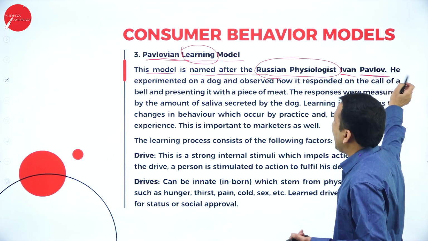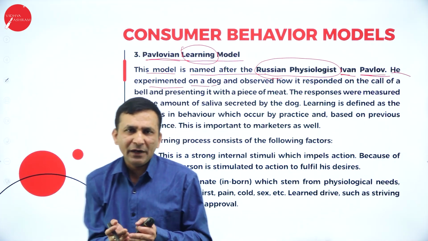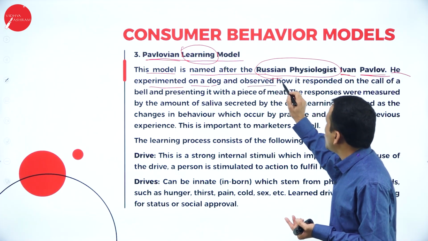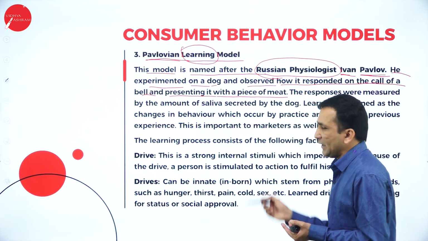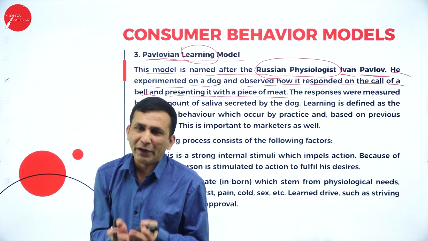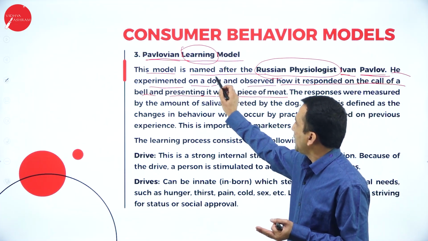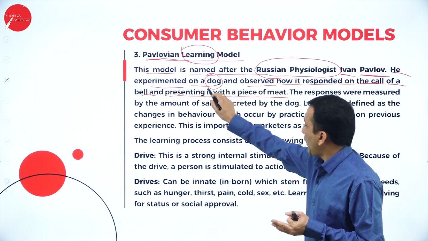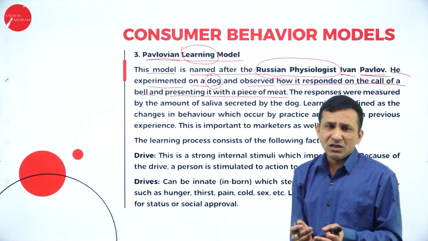Ivan Pavlov. He experimented on a dog. He conducted one experiment and observed how the dog responded to the call of a bell, and presented it with a piece of meat. At the time of conducting an experiment like this, of course, you need to study the factors related to the experiment. Pavlov conducted this experiment.